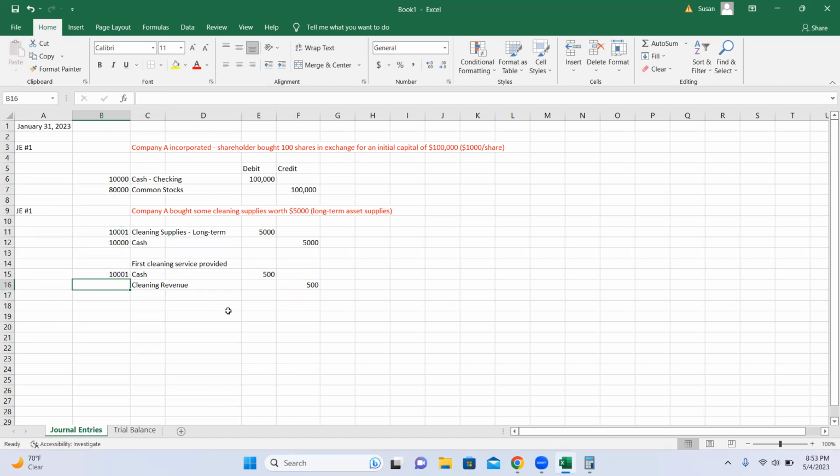And then for this, I'll just call it 50000. So even though they provided some cleaning service, they used expenses to provide this revenue. So we'll also have to recognize some of the expenses that are associated. And let's say even though they made $500 providing the service, the cost to provide the service was $30.